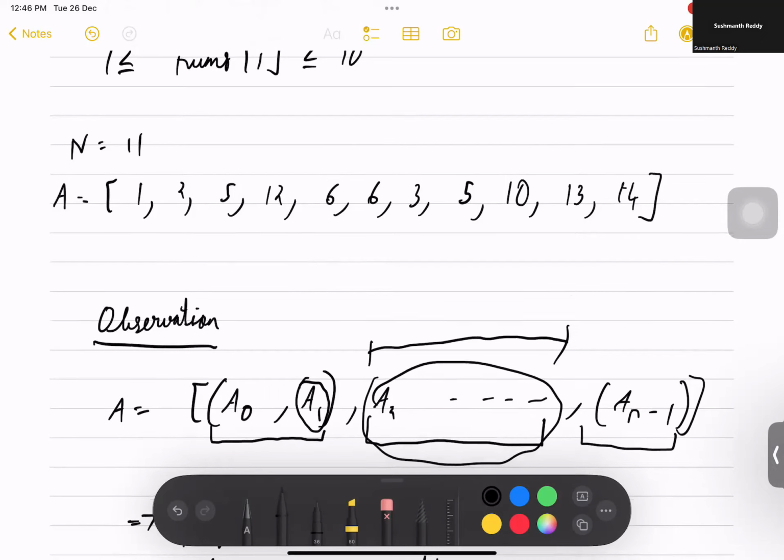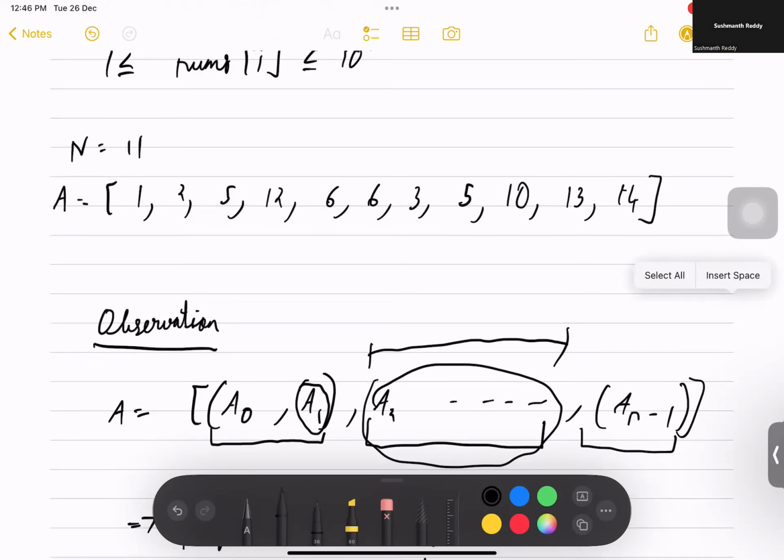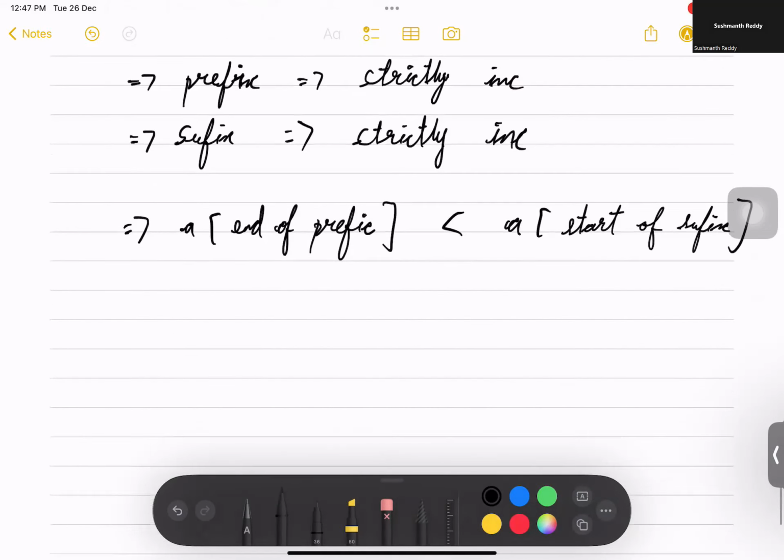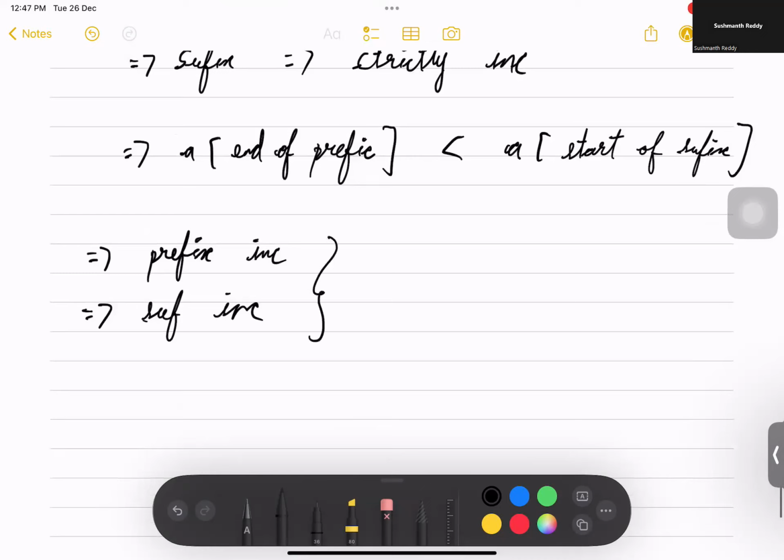But here there can be one issue. If we are considering the prefix and the suffix, at a point suffix and prefix can intersect. We can observe that intersection of suffix and prefix will occur basically if we find the longest prefix which is increasing and longest suffix which is increasing. These two will only intersect if the complete array is strictly increasing. Right?